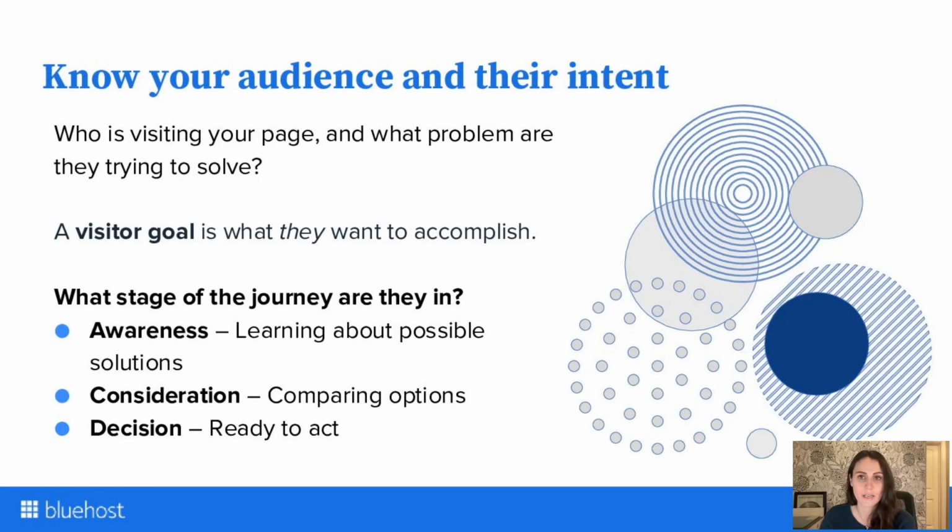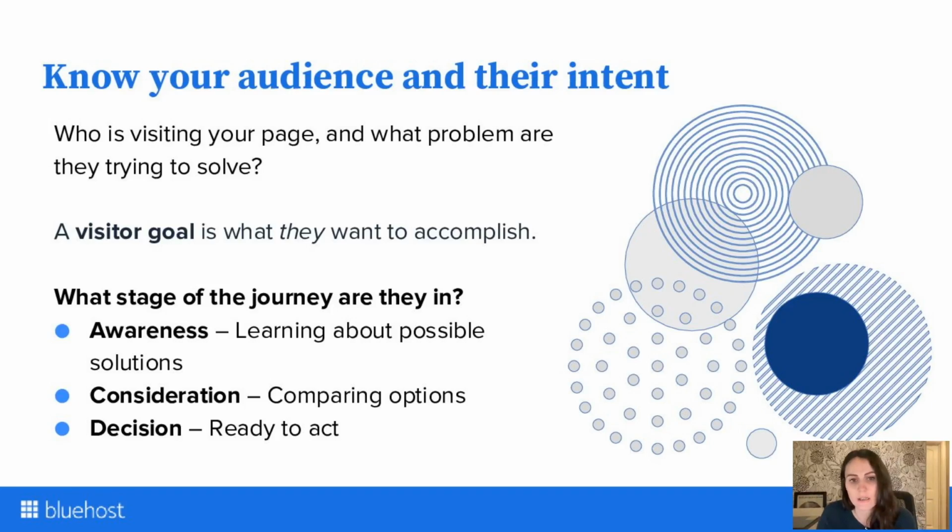Once you've defined your goal, the next step is really understanding who you're talking to. You need to know who is landing on your page and what they're hoping to solve. You want to think about the problem they're facing and where they're at in the journey. Are they becoming aware that a solution exists? Are they in research mode? Are they trying to compare different brands or offers? Or are they ready to make a decision right now? Every person that visits is there for a reason, and your goal is to get them to act on that reason.